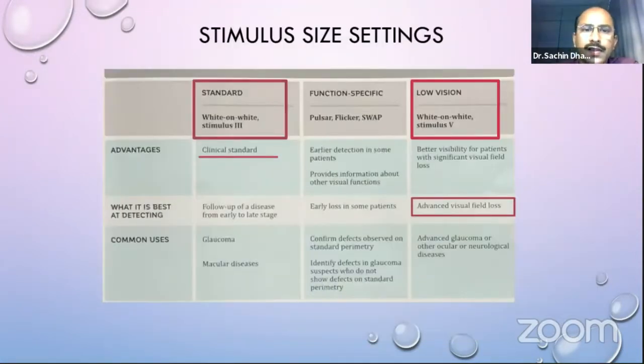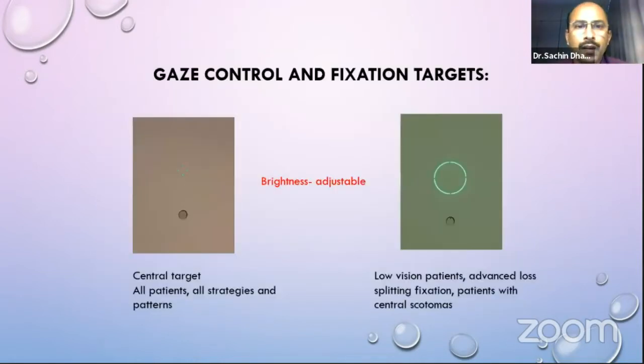Now, stimulus size settings, we basically always use the size 3 white on white. As we all know, it is the clinical standard. In the low vision, we have the white on white stimulus size 5, which is used for advanced field loss. Gaze control and fixation targets, we have adjustable. These fixation targets are slightly different from that in the Humphrey, which is a central LED diode or large diamond, small diamond. Here we have 4 LED lights in the central, that is the central target, and then we have a central dot, which is not used for glaucoma testing, in the central area. And we have a ring. Ring is used for low vision patients with advanced loss splitting fixation, because they can't see the central target well, and patients with central scotomas.